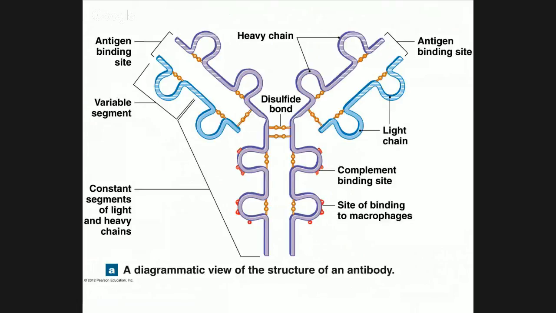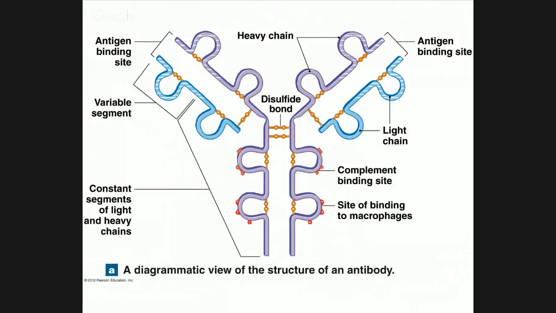The outer ends of the light chain and the heavy chain are variable segments, which is where the DNA gets randomized to make a unique antibody from that lymphocyte. After the DNA is randomized at the beginning of the lymphocyte's life, it never changes, and so it always makes the exact same antibody with the exact same antigen binding site. And antibodies have two antigen binding sites.